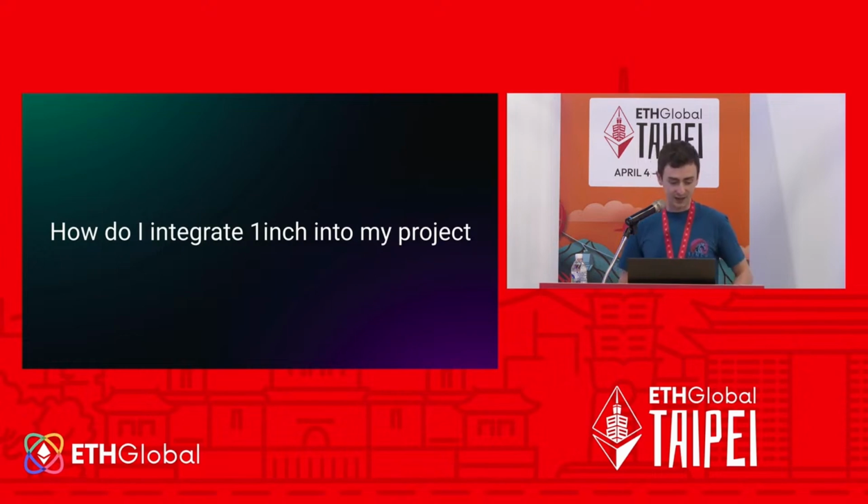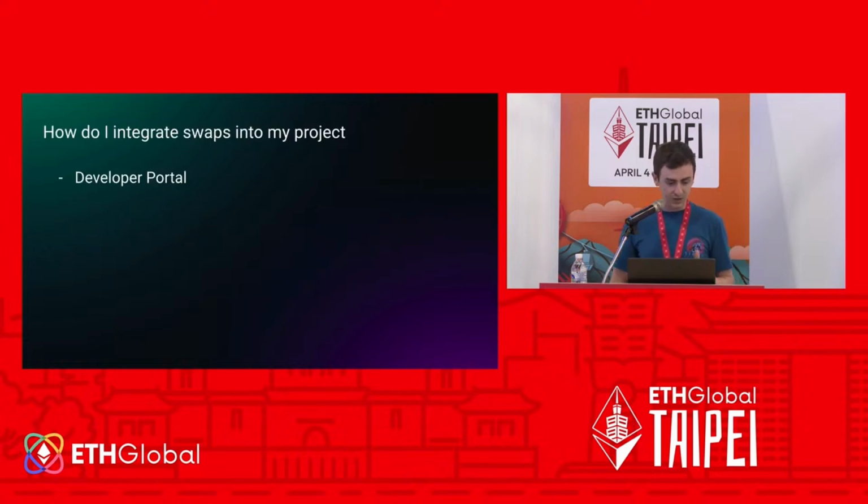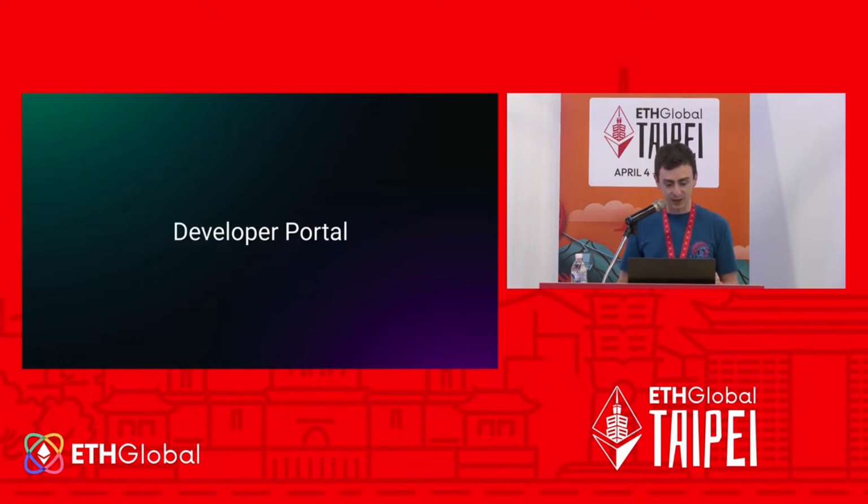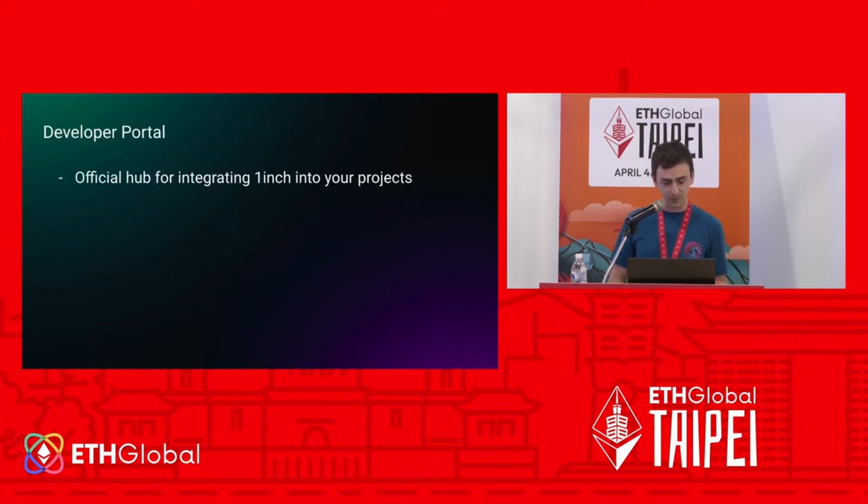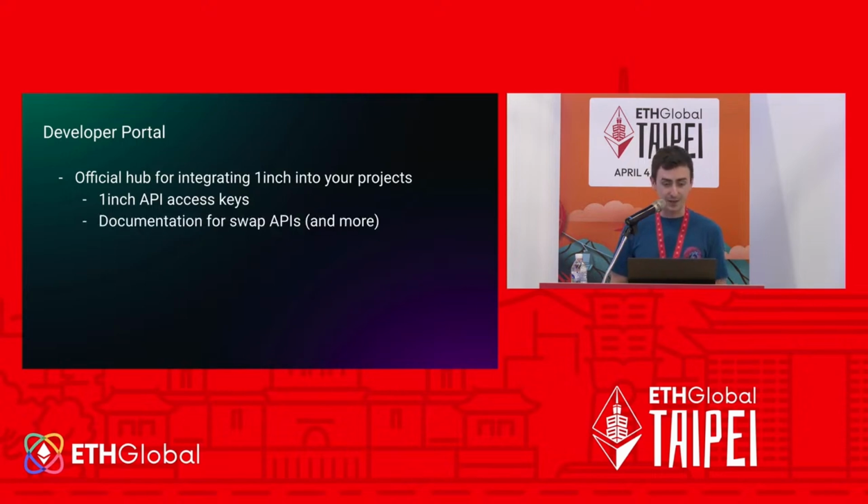Okay, so now we can ask, how do I integrate this into my project? There are two things that you're going to need. One is the developer portal, and one is the 1inch SDKs. So let's quickly talk about the developer portal. This is the official hub for integrating 1inch into your projects, however you're going to do that. You're going to get your 1inch API access key from here. You're going to get your documentation for all of our APIs as well, Swap APIs and other APIs, which we'll talk about briefly toward the end. And we will also have examples there as well.